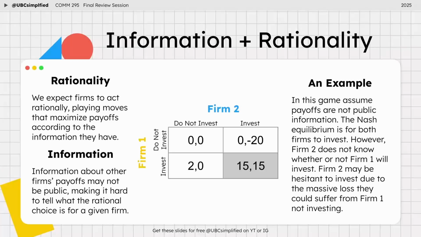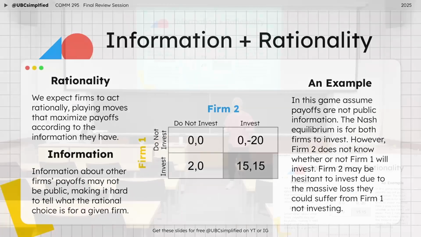And then another thing is information. I might not know for sure what your payoff for one of these things would be, or I might not know for sure what you're going to do. So I don't have complete information, so my choice isn't as good as it would be, and it might be different than in theory. Since the payoffs aren't public information, people don't know what the Nash equilibrium would be, and they don't want to lose out on that minus 20, so they end up not investing.